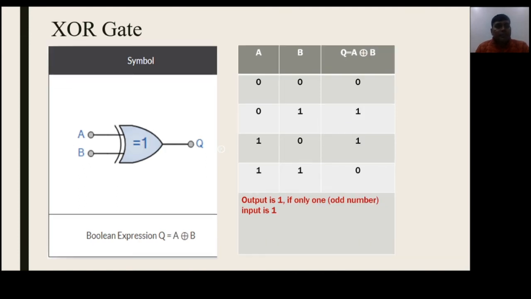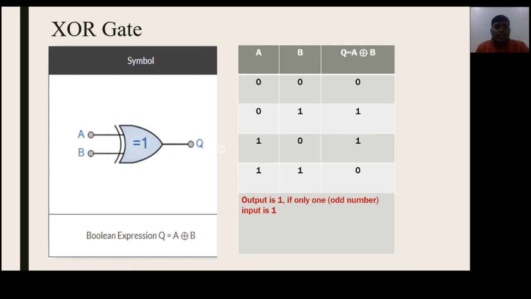Next is XOR gate. As you can see, the symbol of XOR gate is equivalent to OR gate, and it is represented using the plus symbol inside a circle. Okay, and it states that output is 1 only if one input is 1. If we have two inputs A and B, then output will be 1 only if one of these two inputs is 1. If both the inputs are 1, then output will be 0. If both the inputs are 0, then also the output will be 0.